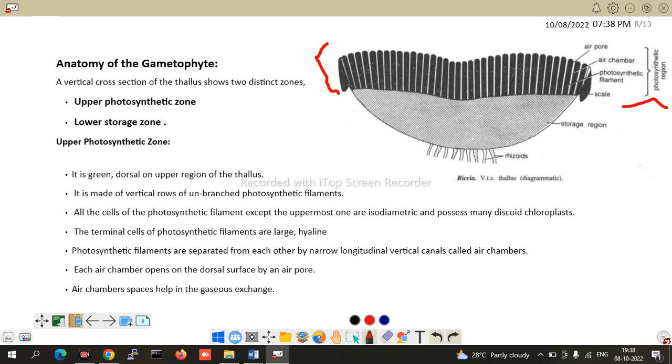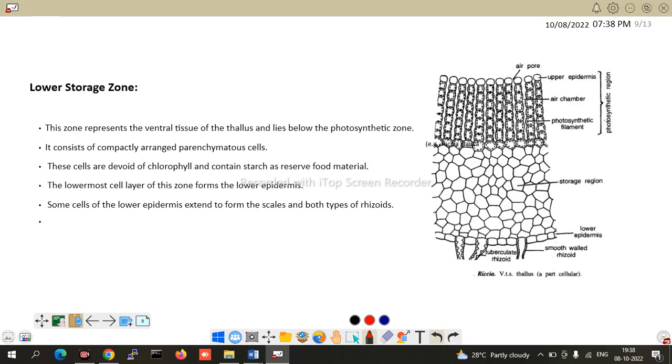Each air chamber opens on the dorsal surface by an air pore, and air chambers help in gaseous exchange. Here is the upper photosynthetic region, with the upper epidermis, which is hyaline, as we discussed in our previous slide. That upper epidermis is hyaline and the photosynthetic filaments are unbranched and carry discoid chloroplasts inside. So these are green in color and the single upper epidermis is hyaline in color, and in between the upper epidermis there are the air pores.